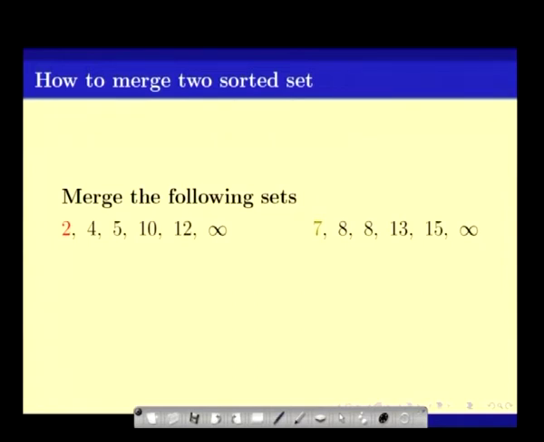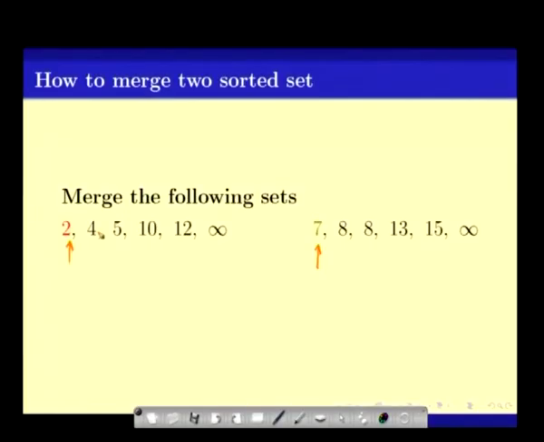Now, we also start by marking two numbers here, 2 and 7, the first two elements. What do we do? We compare 2 and 7.